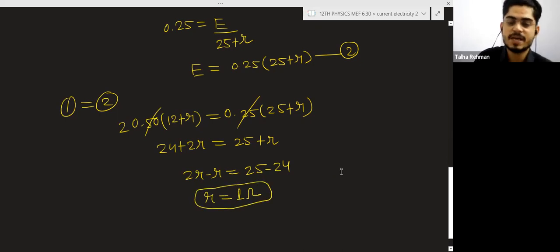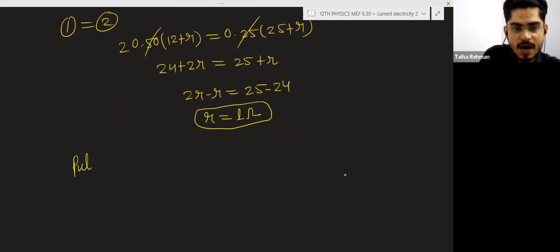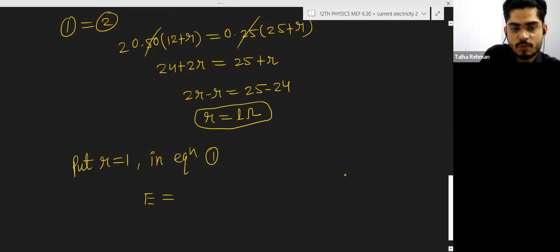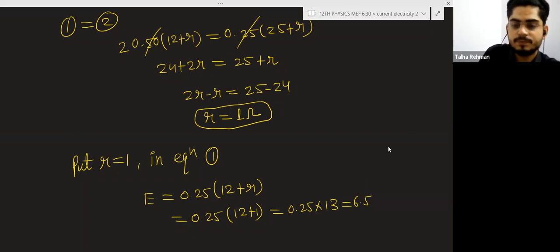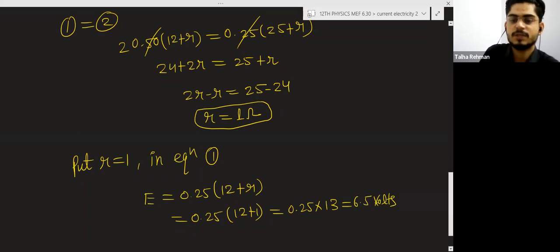Now for calculating the EMF, you will put R equal to 1 in any of the equations. I am putting it in equation 1. So equation 1 is 0.5 times (12 plus R). So 0.5 times (12 plus 1), instead of R place 1. So you will get the answer 0.5 into 13, 6.5 volts. You will get the answer 6.5 volts. So this is the answer.